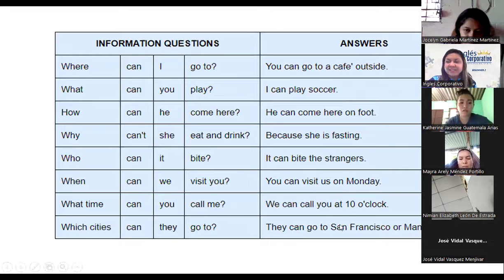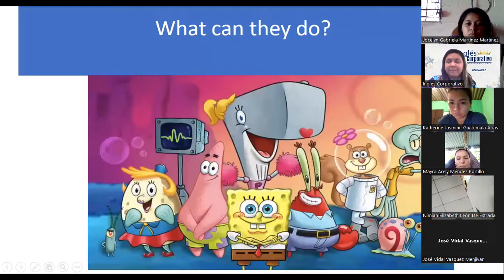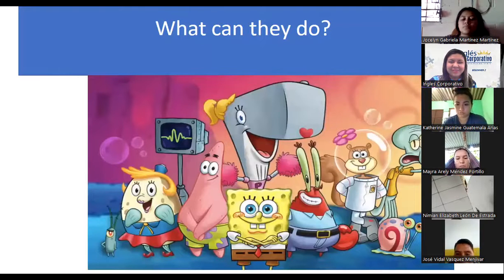Now, in the next activity, you will see a picture. Very good, Maida. Who can speak English? Everyone in the class can speak English. When can we speak English? In the class. Why can't she study? Because she's at work, okay?